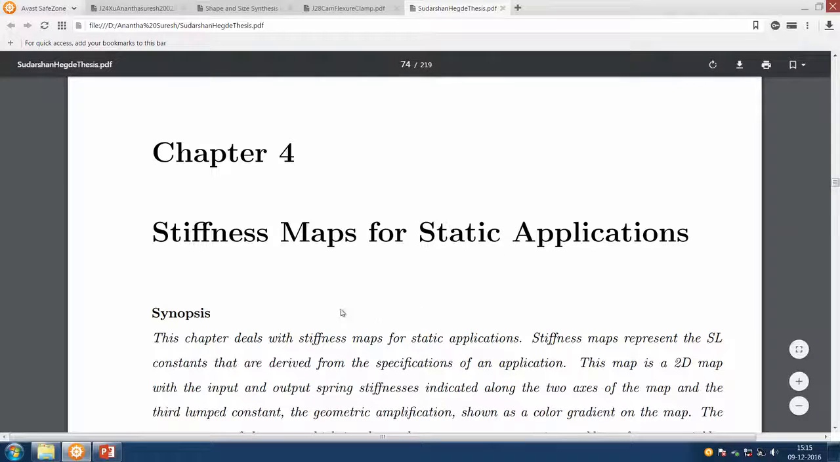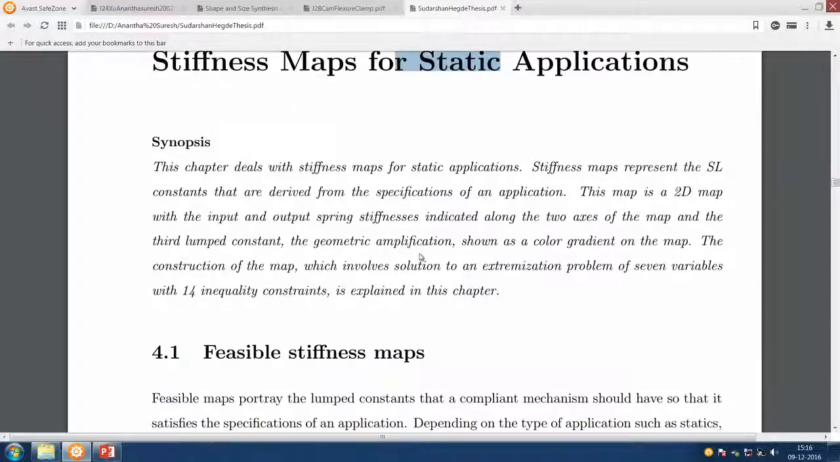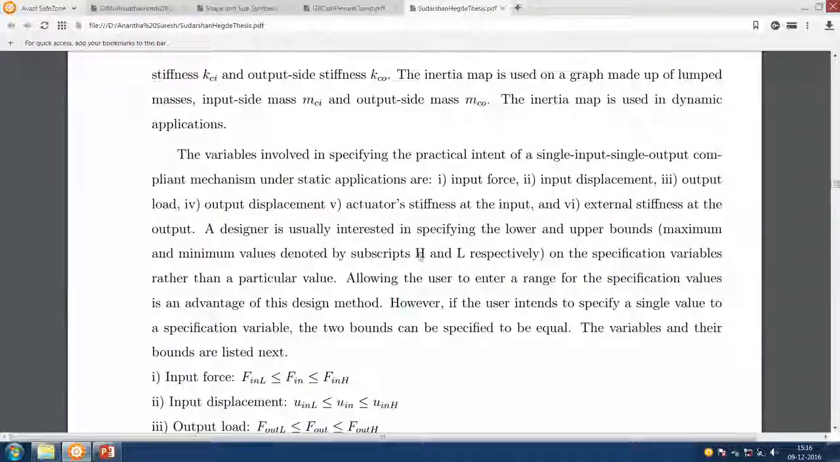I am already on chapter 4, where he talks about the stiffness maps, because we are focusing on the stiffness, input side stiffness KCI, output side stiffness KCO for static applications. Later on we will be talking about dynamic applications also, right now it is only static. This chapter gives you complete details, I will just walk you through the important aspects.